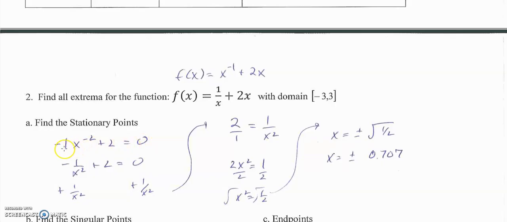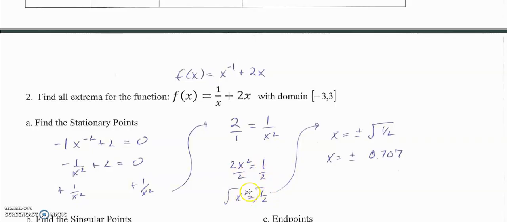So I'm going to rewrite, instead of negative 1 times x to the negative 2, we have negative 1 over x squared plus 2 equals 0. And one way to solve this is set up a proportion. So I'm going to add 1/x squared to both sides, which gives us 2 equals 1/x squared. Now that we have a proportion, we can solve the proportion by cross multiplying, which gives us 2x squared equals 1. To get x squared by itself, we divide both sides by 2, which gives us x squared equals 1/2.